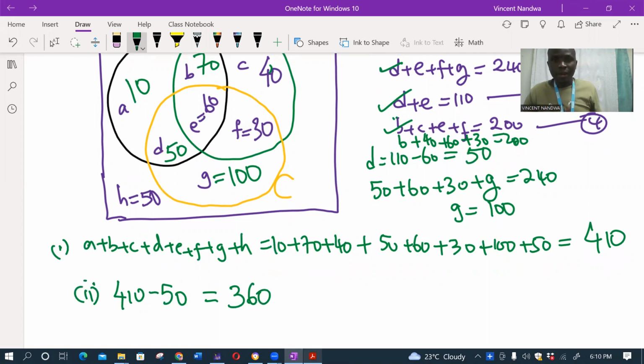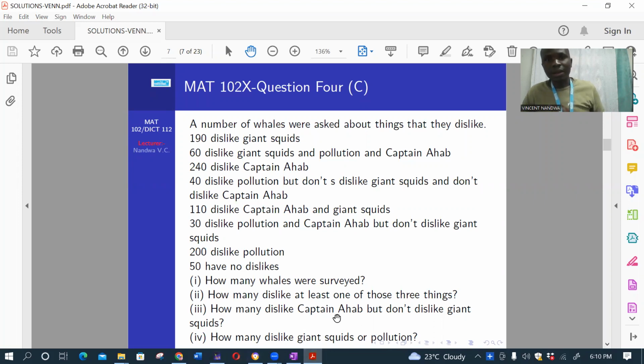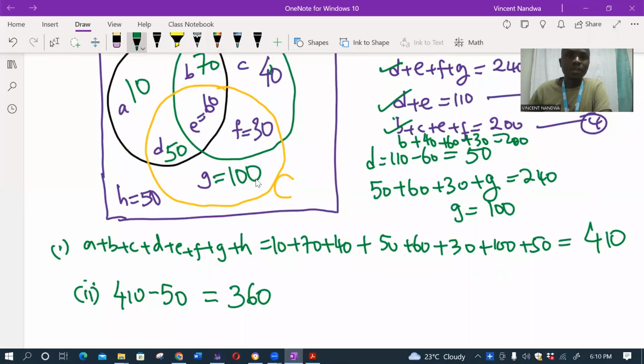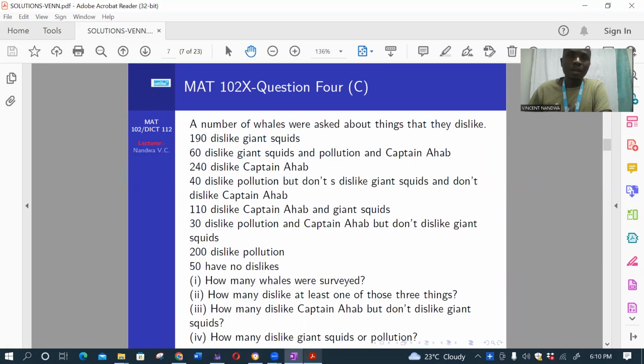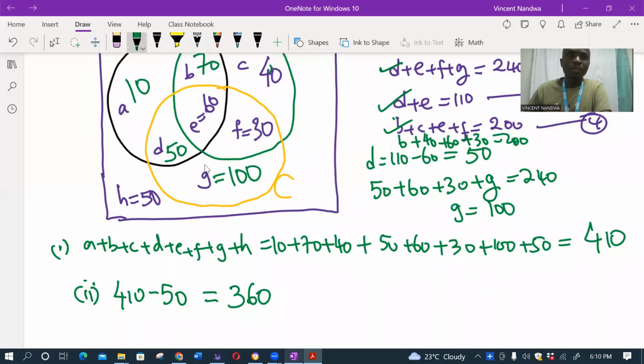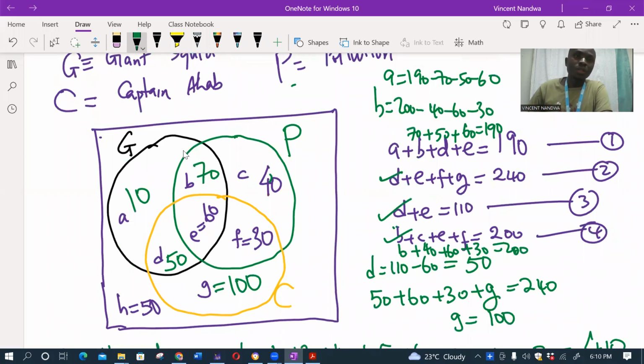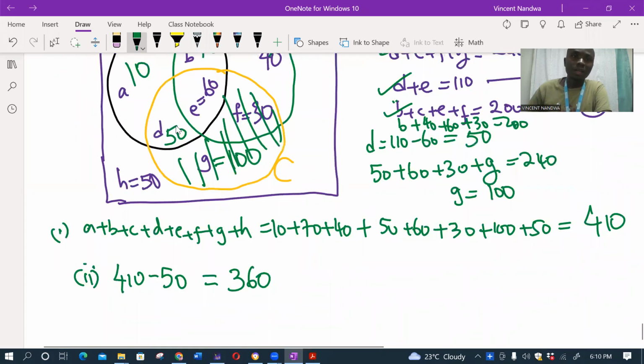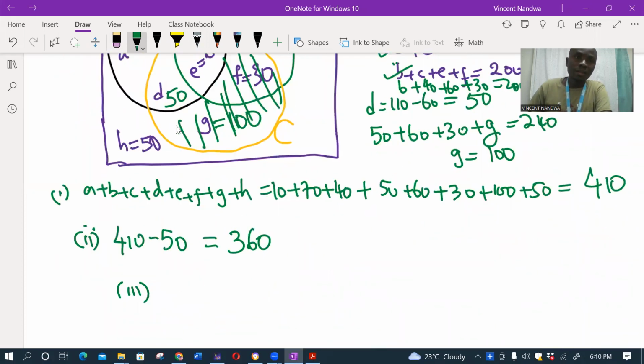And then next part, how many dislike Captain Ahab but don't dislike giant squids? Captain Ahab is C, and giant squids is G. So to be in C and not to be in G means you are in this part, G and F. So it'll be 30 plus 100, which is 130.